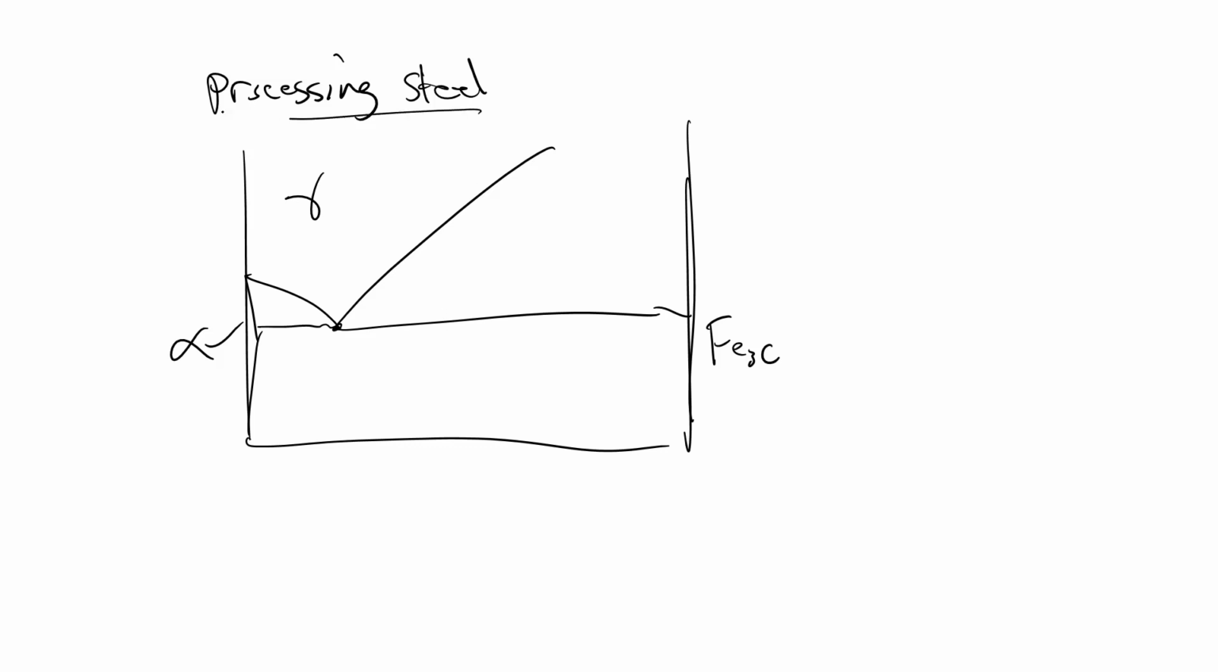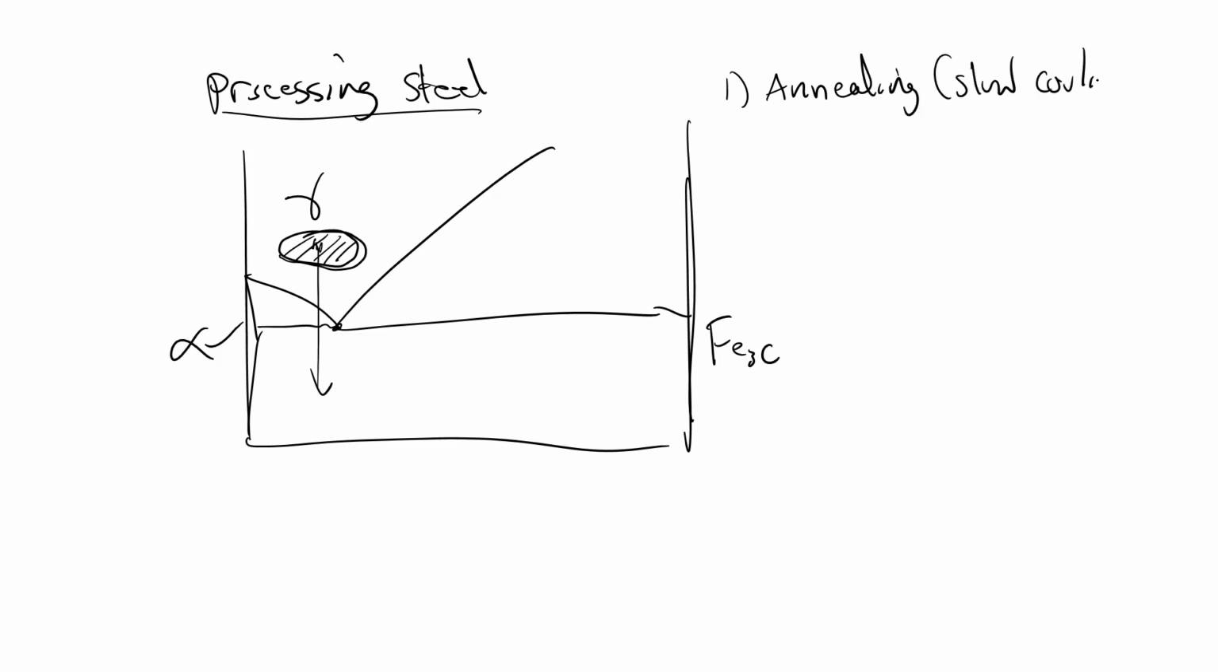The basis for processing or heat treating steel is to heat up into this austenite region. Here, that's the hatched area. So I heat it up into this region here, and then I cool down. One aspect of heat treating is called annealing. That means slow cooling the steel. Well, what do I get if I slow cool the steel?